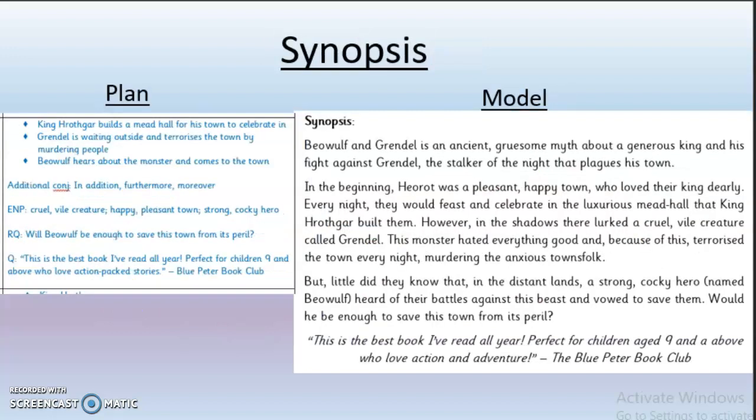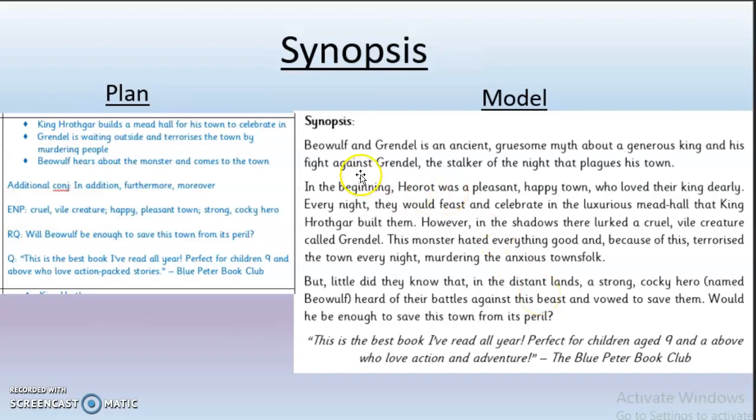The synopsis. So, this needs to obviously be written in sentences. You had written some bullet points and you had chosen some additional conjunctions and some expanded noun phrases and a rhetorical question that could all go into that paragraph. Okay, so this is a case of putting it into some nice sentences, using some nice sentence openers as well.